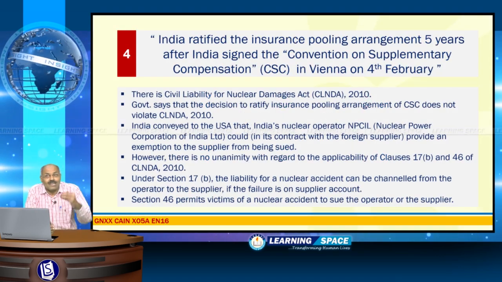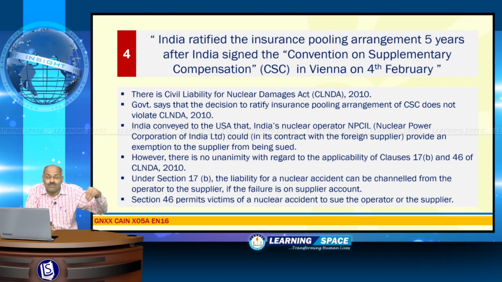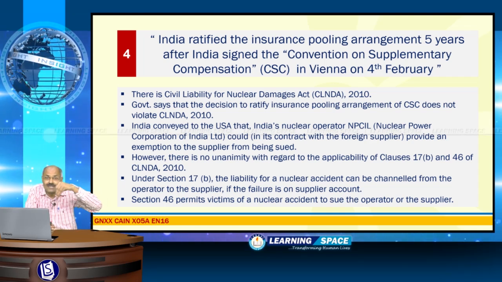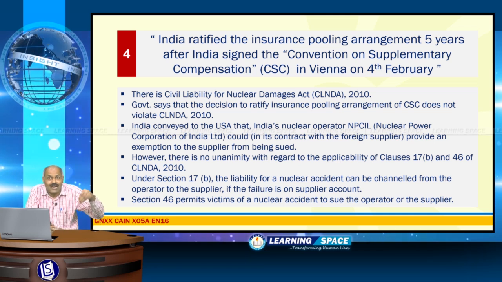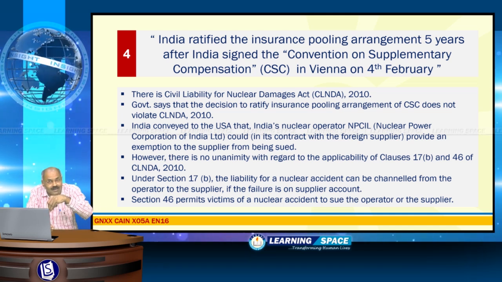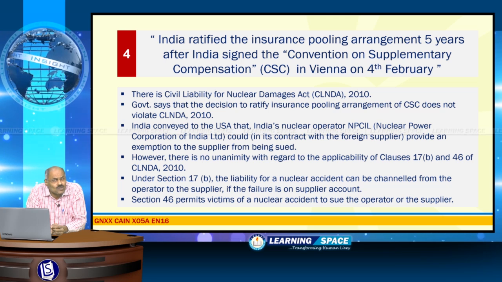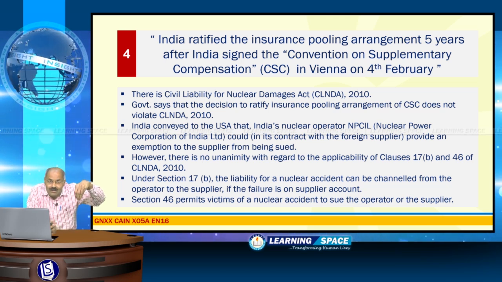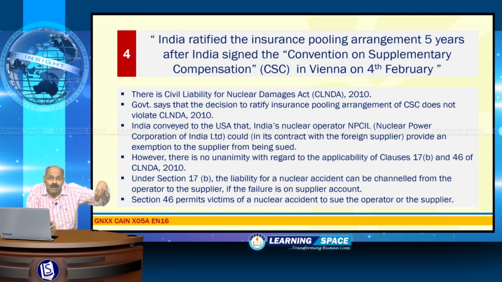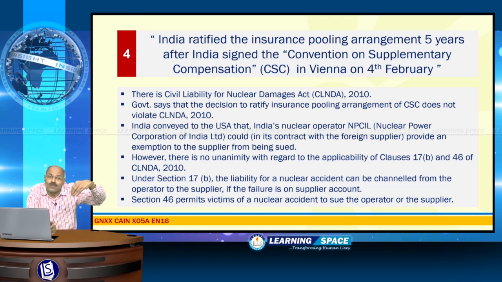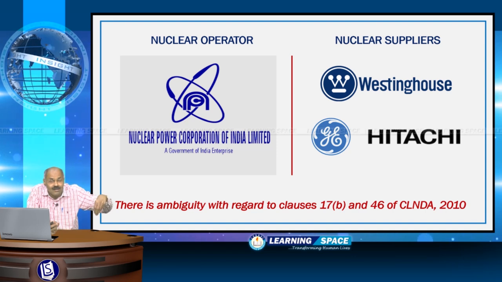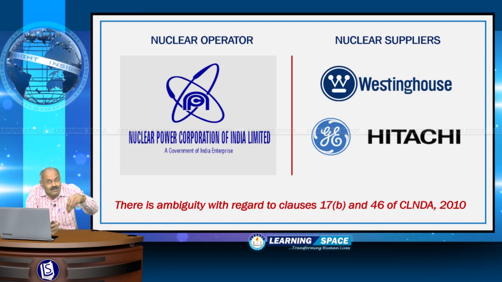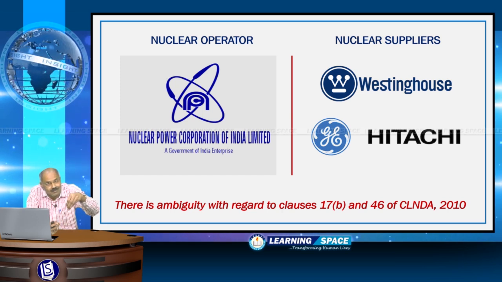India ratified the insurance pooling arrangement 5 years after India signed the Convention on Supplementary Compensation in Vienna on 4th February. Here I would like to introduce two terms. One is the nuclear operator. Nuclear operator is Nuclear Power Corporation of India Limited. If you look at India, in India, nuclear operator is NPCIL, right? That is a Government of India enterprise.